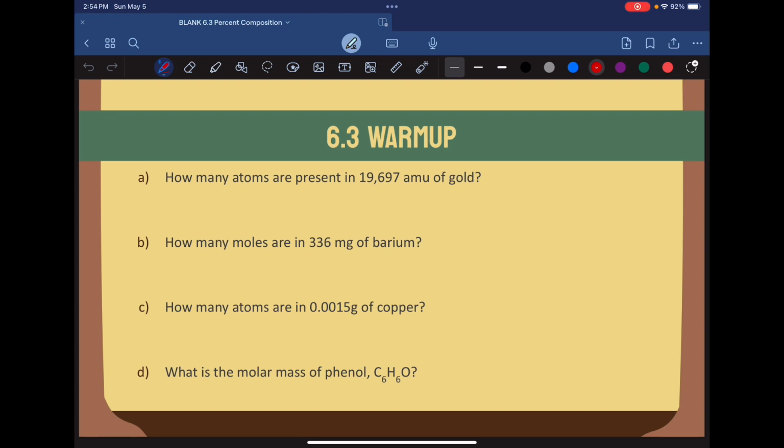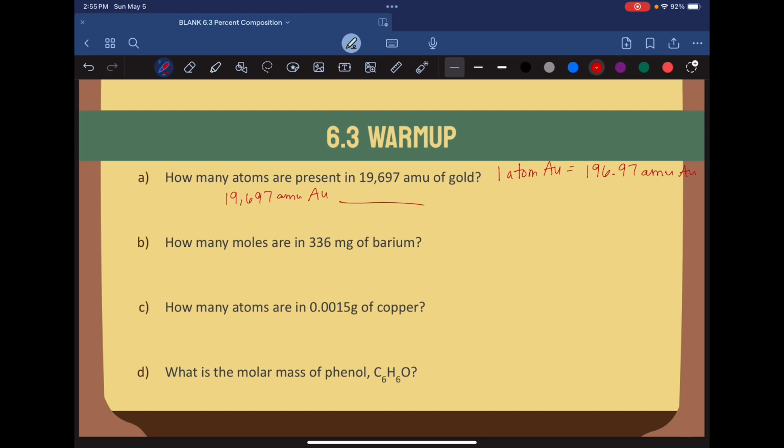The first one, how many atoms are present in 19,697 AMU of gold? So we gotta check the periodic table because you gotta find the mass of gold. So 1 atom of gold, which happens to be Au, is 196.97 AMU of Au. So we are going to set this up like dimensional analysis. We are going to start with our 19,697 AMU of gold.